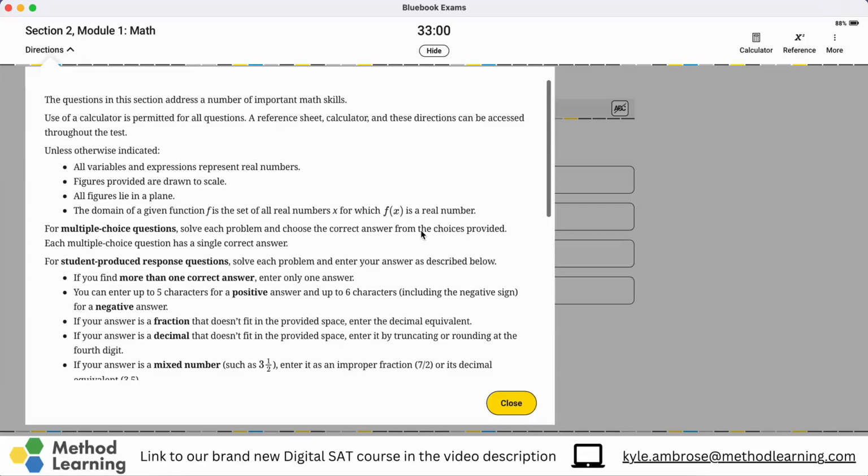All right, so we're going to work through one of the math modules on the new digital SAT. This is from the Bluebook app, and it's the second of the tests. So if you haven't already done test 2 in the Bluebook app, don't watch this video until you do it, okay? Because we're obviously going to go through the answers.